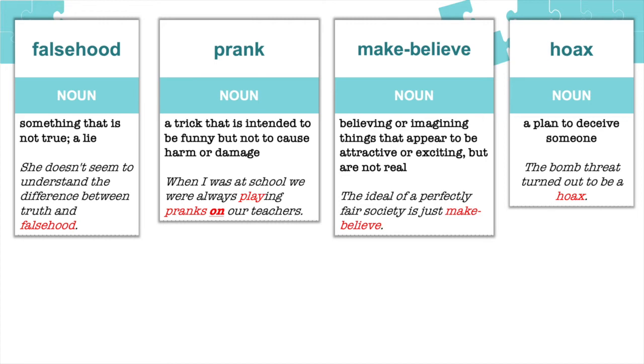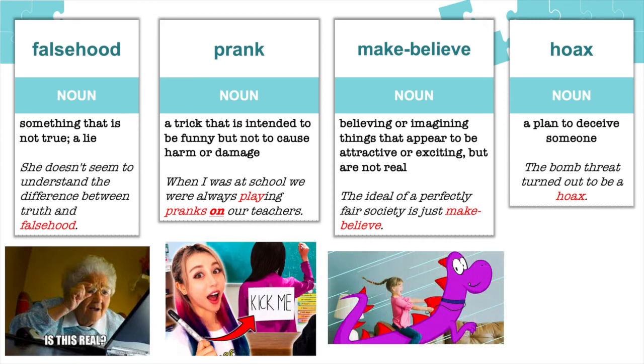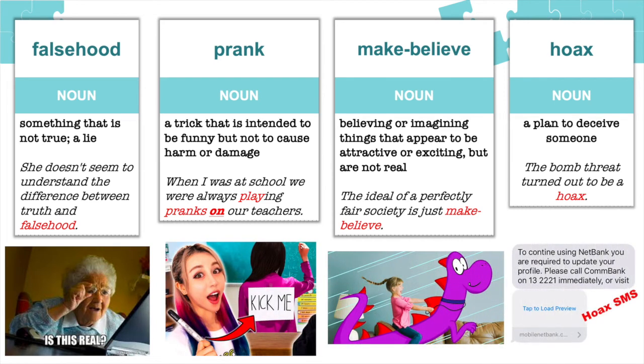And then we have the word hoax, which is a plan to deceive someone. So hoax and scam, for example, are very, very similar. The bomb threat turned out to be a hoax. So it was not true. This plan was not true. And I'm going to show you now some pictures to show you these. So falsehood, prank, make-believe, and a hoax. All right?